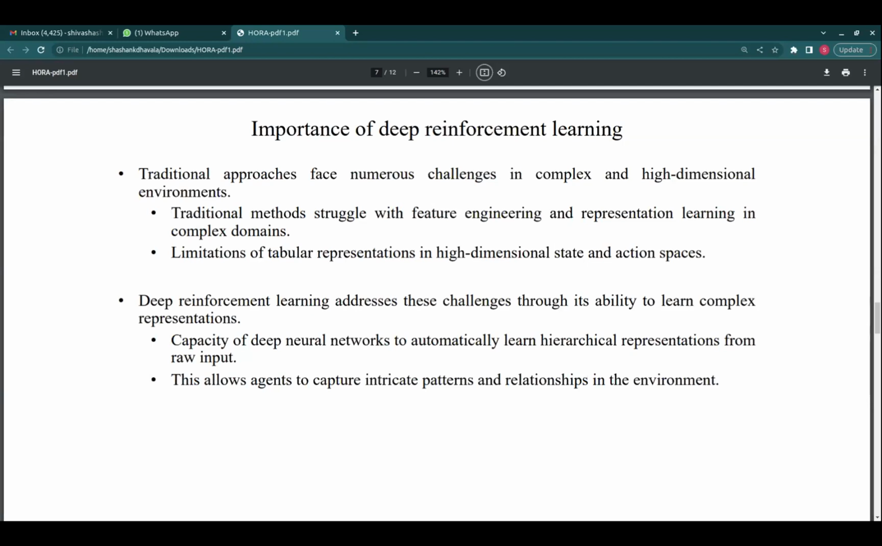This problem. So DRL addresses these challenges through its ability to learn complex representations. A deep neural network can automatically learn the hierarchical representations from the raw input. So this is what we have discussed from the first slide where I spoke about DL. That is, it has the ability to learn hierarchical representations. This allows agents to capture intricate patterns and relationships in the environment. So the agent using RL does what it generally does, and we are using a deep neural network to run all our inferences or analysis on the values that we are having to store to run an inference.